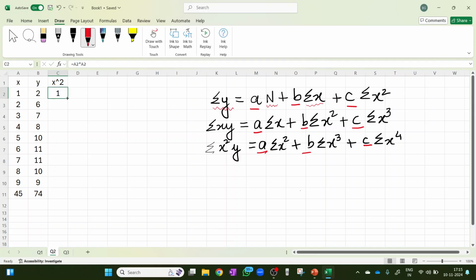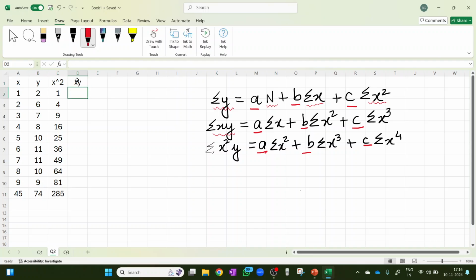Because I'm working on Excel, I'll try to use some shortcut. So require the total of x squared. So I'll just pull this here. I get the total of x squared. Next equation. So equation number 1, we got all the values. Second equation, we require xy ka summation. So I need to calculate xy.